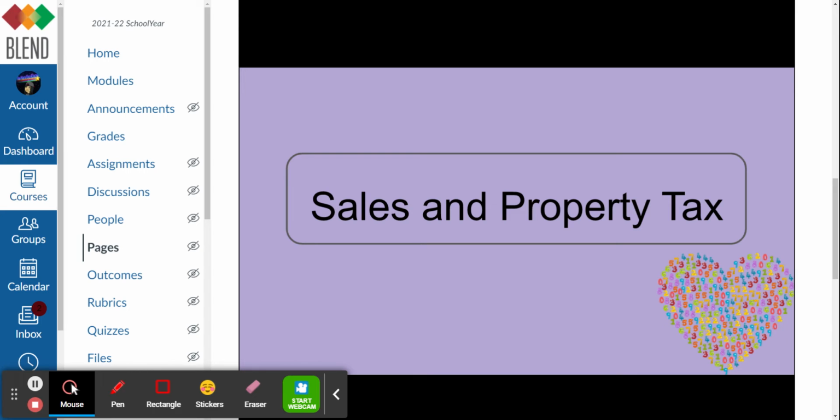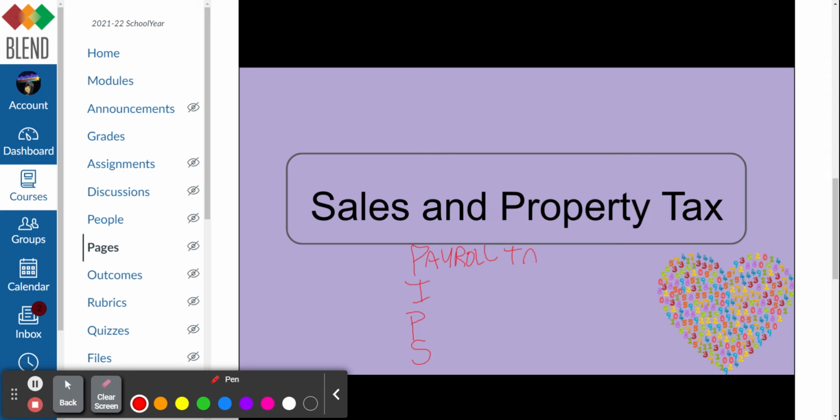So basically, there are 4 different taxes that you're going to be responsible for in 5th grade, as far as being able to explain and being able to identify. All right. So your 4 different taxes that you're going to have to be able to identify are as follows. Remember, it's P.I.P.S. So we have, first off, payroll tax.